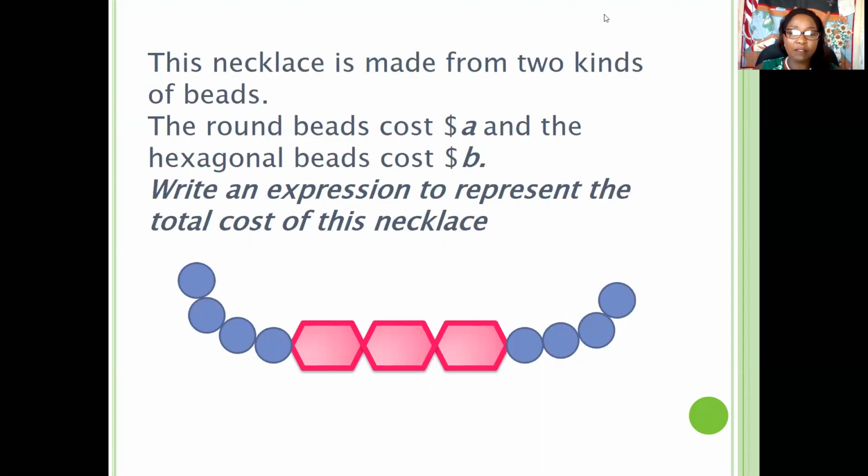Now, I want you to have a look. And sometimes when I'm in class, I would tell my students, we tend to overthink math sometimes. So you want to think, I'm in grade 1, I'm in kindergarten. So you're just looking at it. If each round bead is A, how many A's would that be? If each hexagonal bead is B, how many B's would that be? All right, let's break it down.